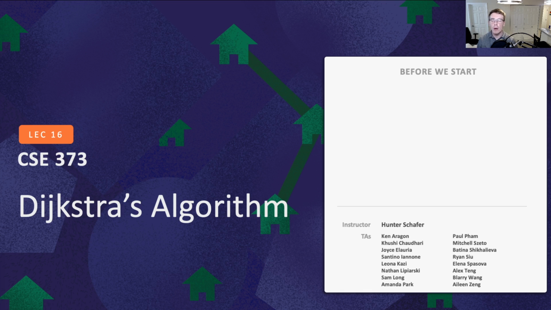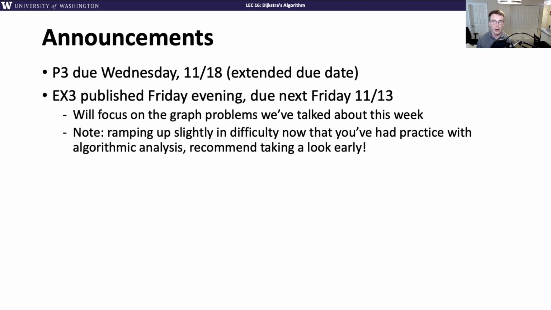Today we're talking about one of the coolest algorithms that we'll learn in this course, called Dijkstra's algorithm. It's going to be solving what we call the weighted shortest path problem. But before we dive into all of that, I want to start with some announcements and then talk a little bit about reviewing what we learned about graphs so far.